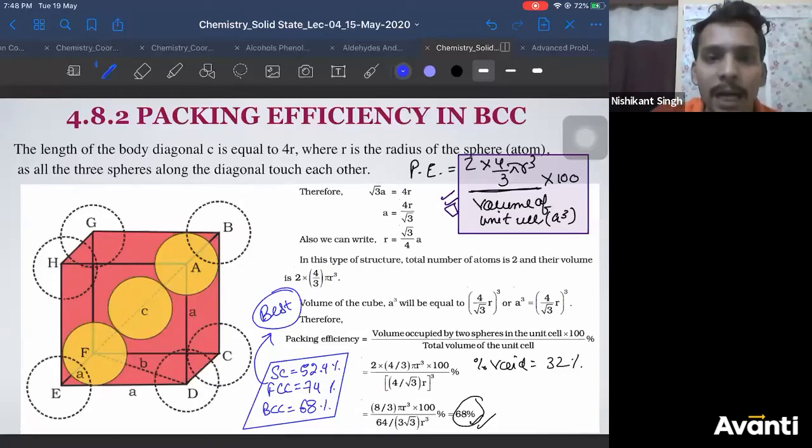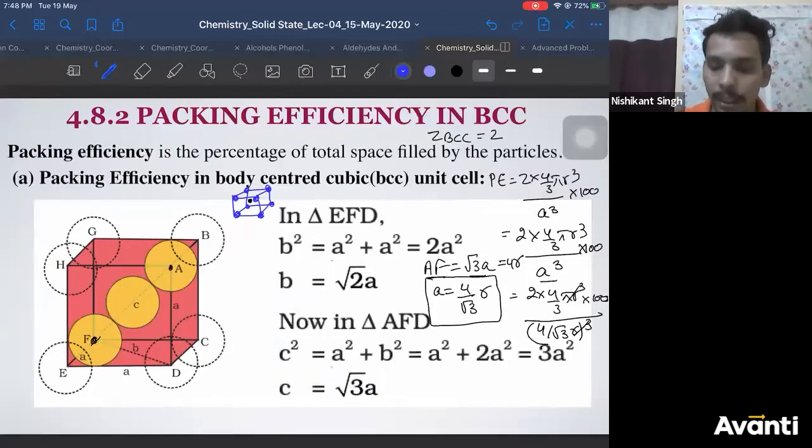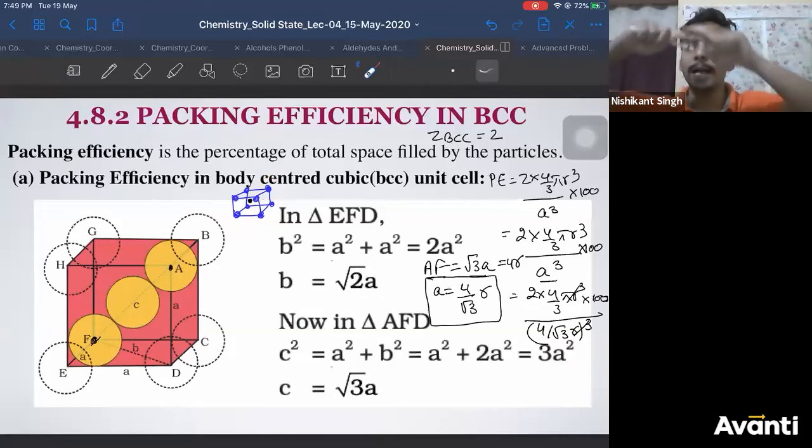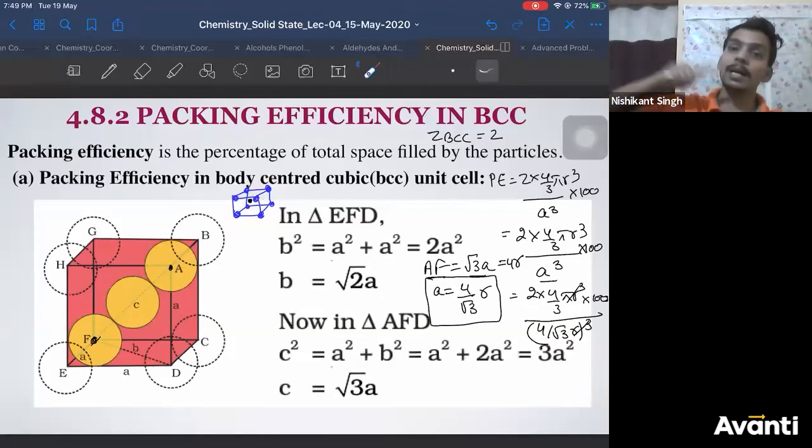I guess somebody had asked, because of internet connection, they missed the calculation of a and r in this. So I will explain that for them: how to calculate the relation between a and r. First understand which particles are touching here. This is my top corner, this is my bottom corner. When I join them, I get a body diagonal. So which particles are touching? The corner particles and the body center particle. These three particles along the body diagonal, top corner, bottom corner, and body center, are touching each other.